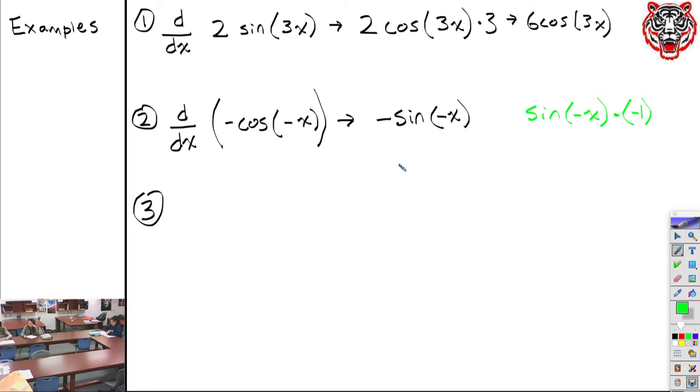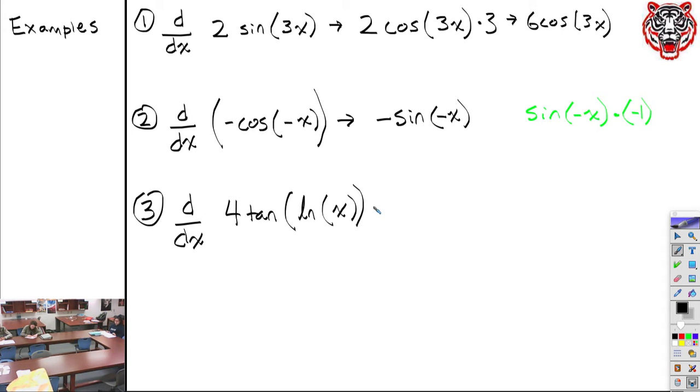Perfect. And finally, number 3, the derivative with respect to x. Our last example for our notes. I'm going to do, I want a dinner inner. Let's do this one. 4 times tan of natural log of x. What does that turn into? And I want this simplified as one expression.